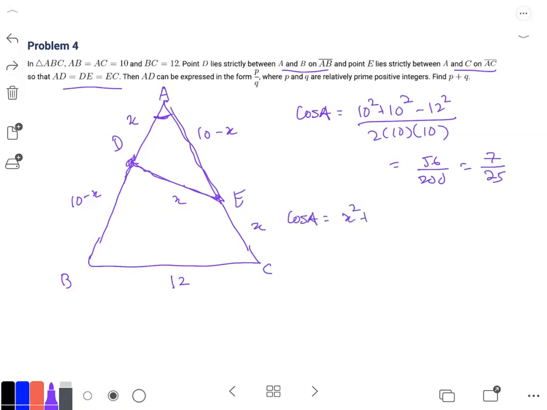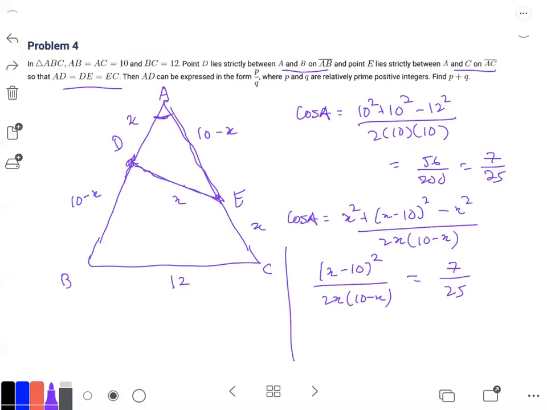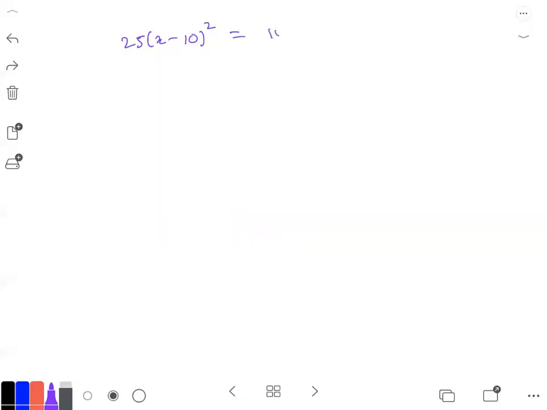Now let's do cosine A on the smaller triangle. That's x squared plus (10 minus x) squared, which I'll write as (x minus 10) squared, minus x squared over 2x(10 minus x). And then we know we should equate that in the future. So let's do that right now. Set up the equality. x squared's cancel, so we're left with (x minus 10) squared over 2x(10 minus x) is equal to 7 over 25. Let's cross multiply. So I believe it's 25(x minus 10) squared is equal to 14x(10 minus x). That came from multiplying the 7 and 2.